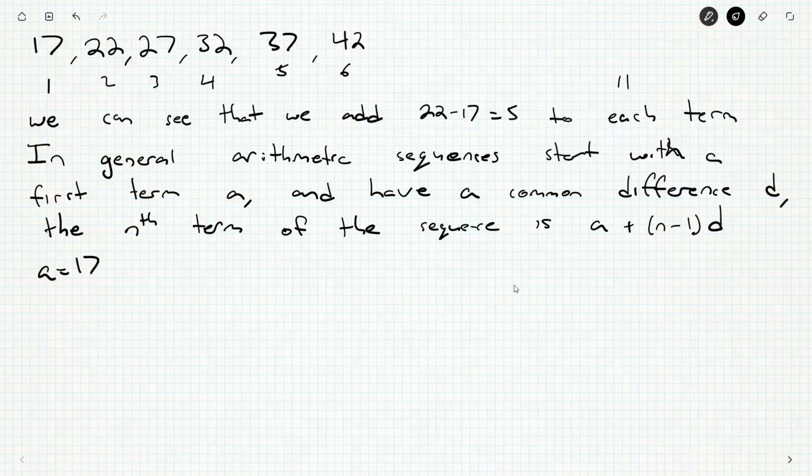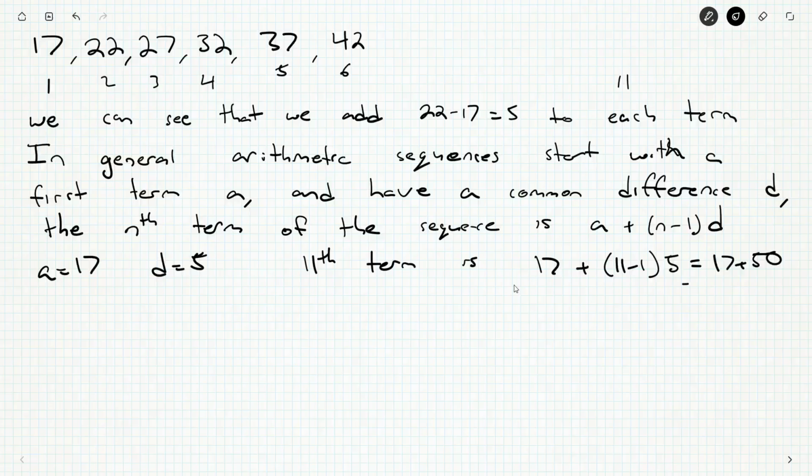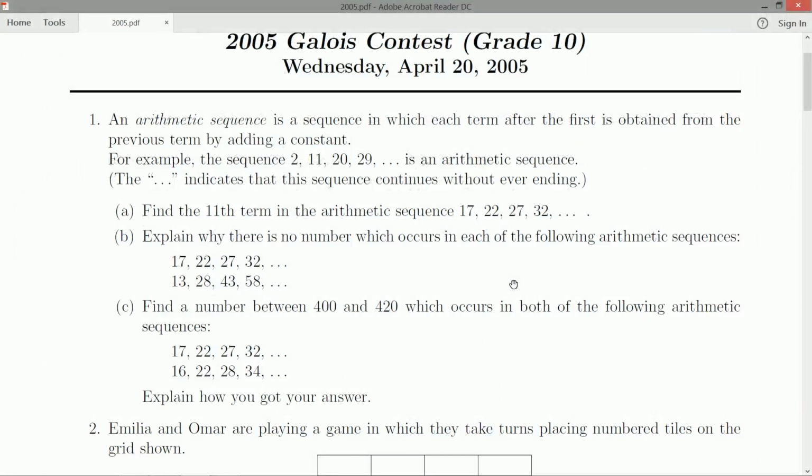So one might say A is 17, D is 5, and the 11th term is 17 plus 11 minus 1 times 5, 17 plus 50, 67. Okay, that's a fantastic way to do it. But no matter how you did it, one of those three ways, or even a hybrid of any of them, we get the answer to A. It's a nice little introductory question. Do we really understand what arithmetic sequences are?